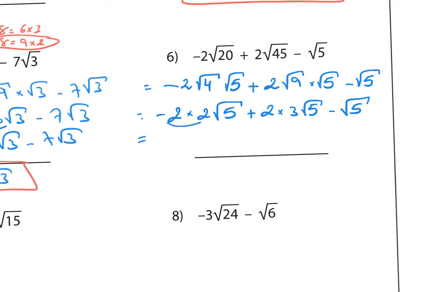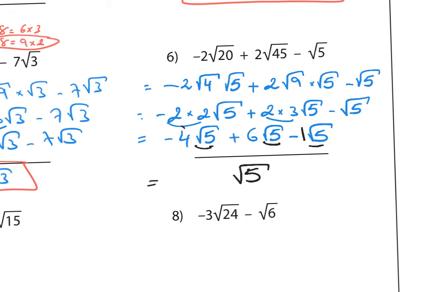So what's negative 2 times 2? That would be negative 4 square root of 5, and we have 2 times 3, that would be 6 square root of 5, minus square root of 5. Remember, it's like we have minus 1 square root of 5. So we have square root of 5 as the common part here.